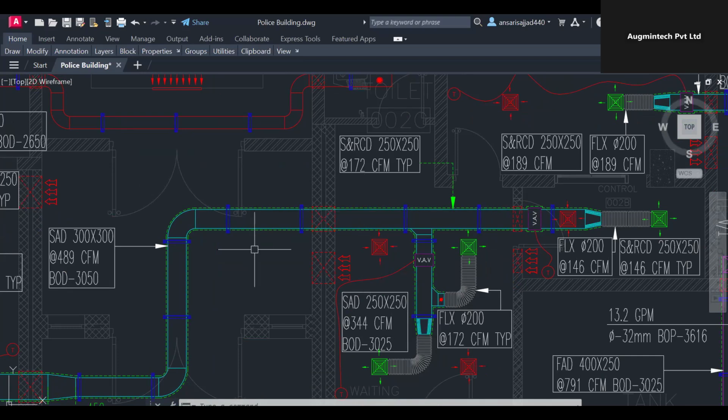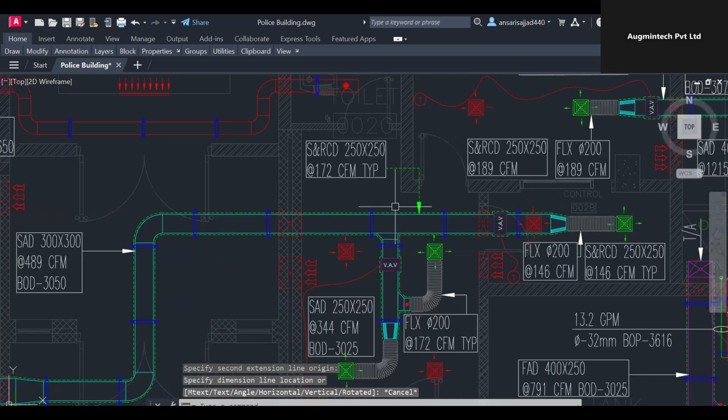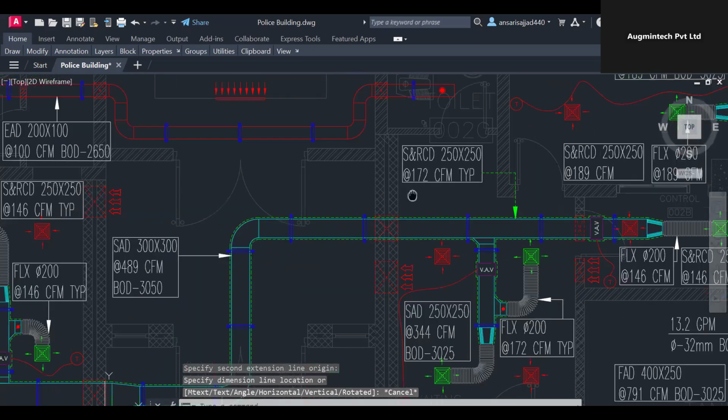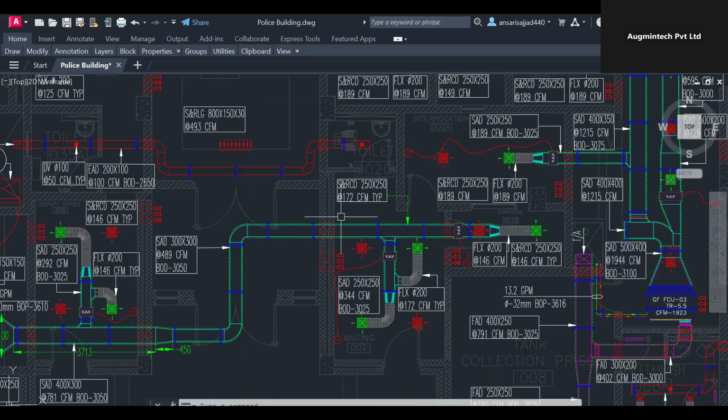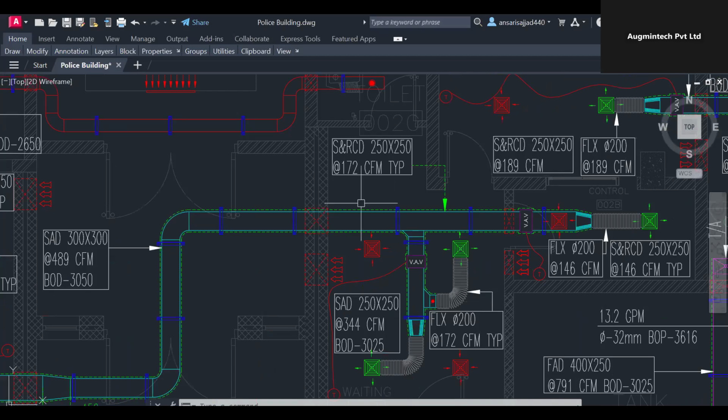Clear now? So here what I'm doing, just use the DLI command. Just measure the duct length up to here. Okay, 6.4 meter. And the size I'm considering is this larger one only, 300 by 300. But the actual problem is the flow is also reducing now, so we have to measure up to here only.